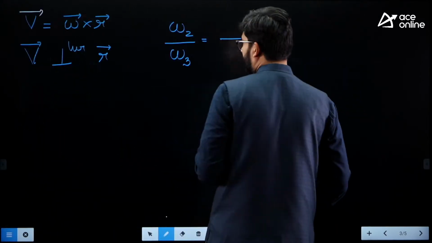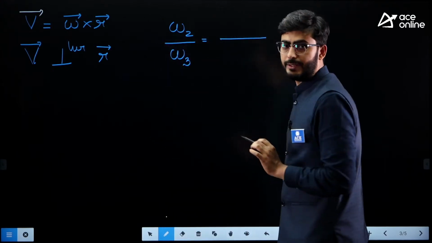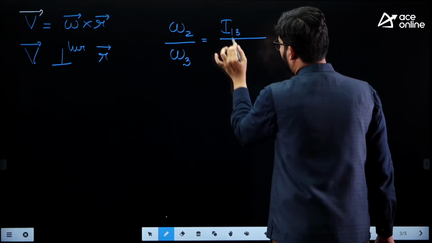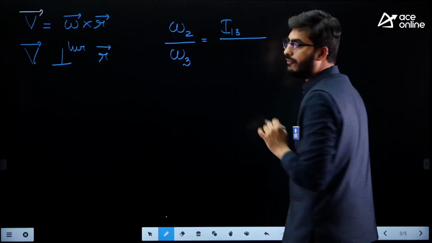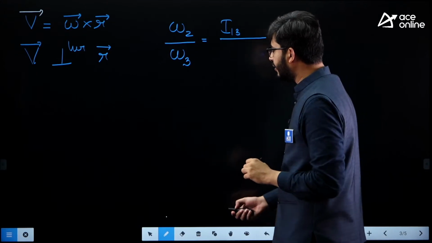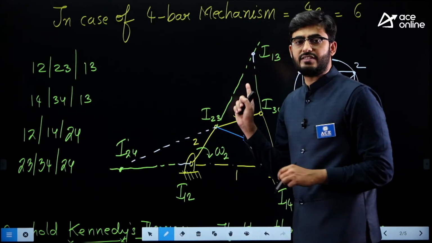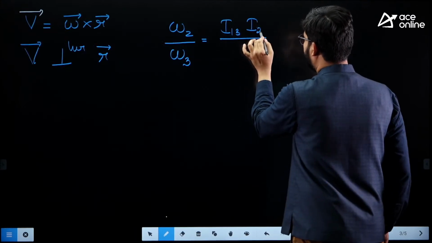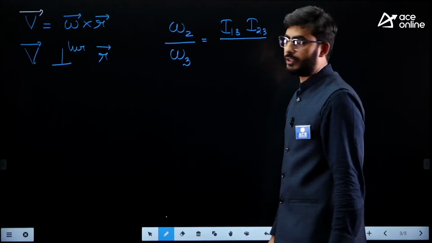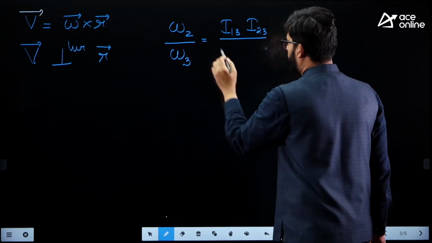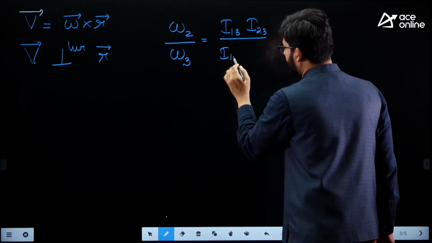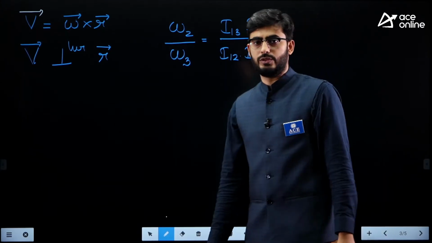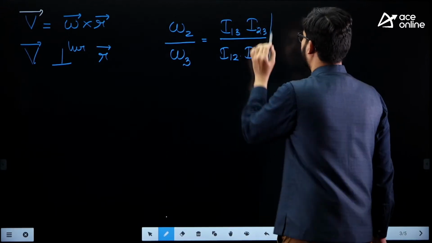Here we can write omega 2 by omega 3 is equal to, here I have to write I13, since this is 3. And where is the velocity defined? At which I center is it defined? It is defined at I23. So I13 I23, and for omega 2 we will be writing I12 I23. This way we can write.